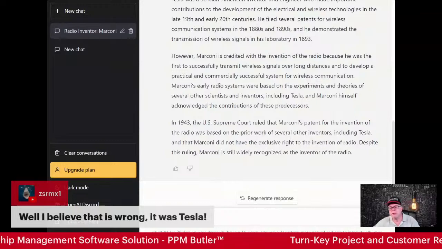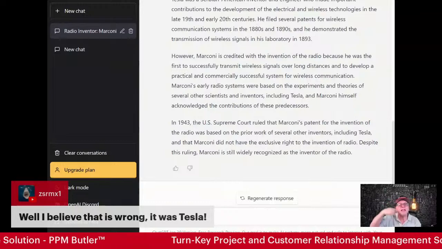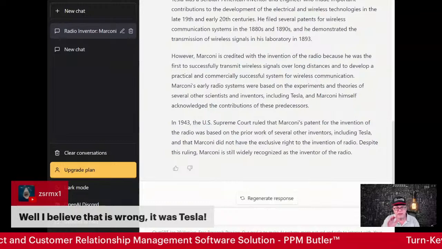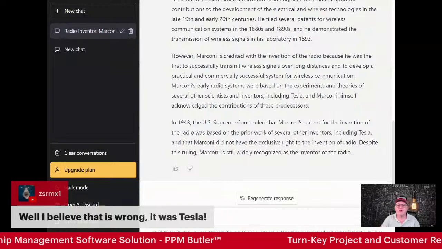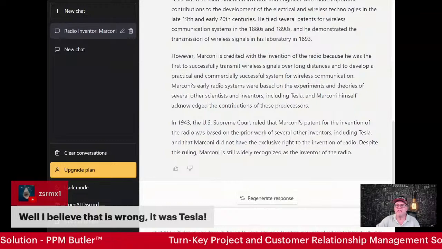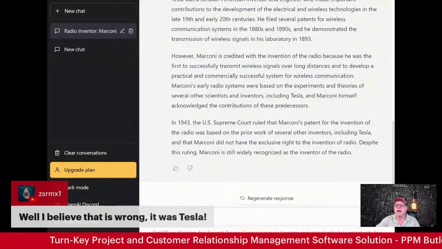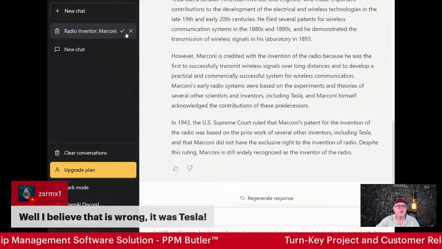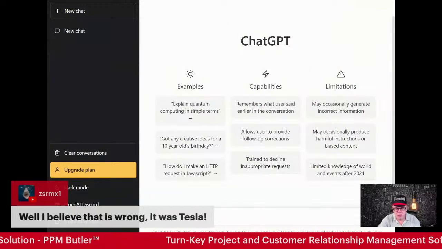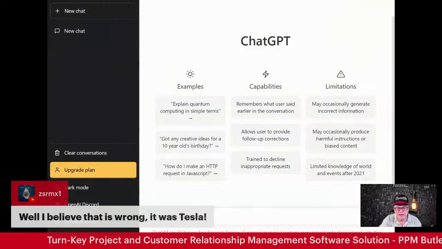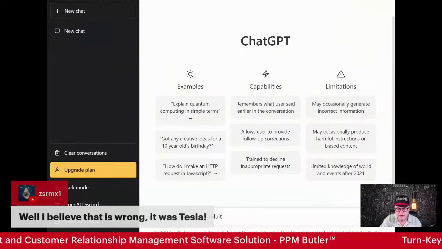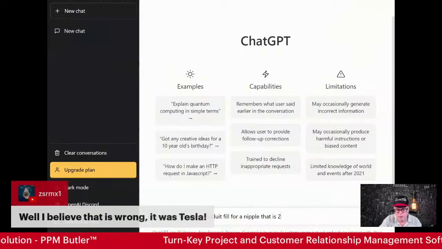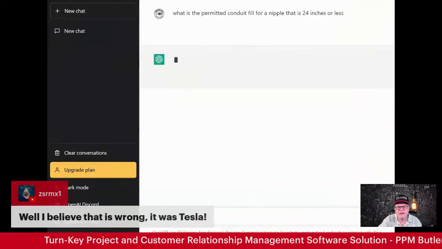Okay, so it's great responses, and we could keep building on these. So the point of tonight's episode really was to introduce this software that is free, and you work it on your phone, and so you can ask an electrical question on it. So let's get to O's. It says, what is the permitted conduit fill for a nipple 24 inches or less? Okay, so let's go on and regenerate a new one. Let's see, what is the permitted conduit fill for a nipple that is 24 inches or less? Let's see what it brings up.